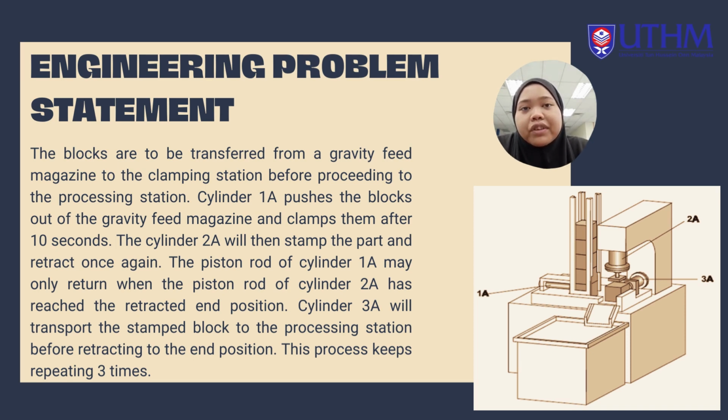The blocks are to be transferred from a gravity feed mechanism to the clamping station before proceeding to the processing station. Cylinder 1A push the blocks out to the gravity feed mechanism and clamps them after 10 seconds. The cylinder 2A will stamp the part and retract once again. The piston rod of cylinder 1A may only return when the piston rod of cylinder 2A has reached the retracted end position. Cylinder 3A will transport the stamp block to the processing station before retracting to the end position. This process keeps repeating for 3 times.